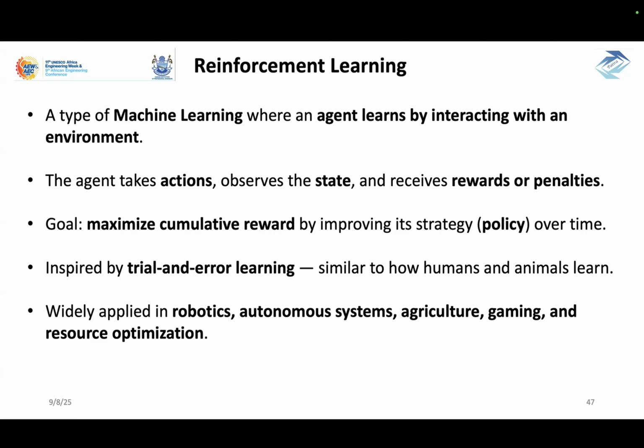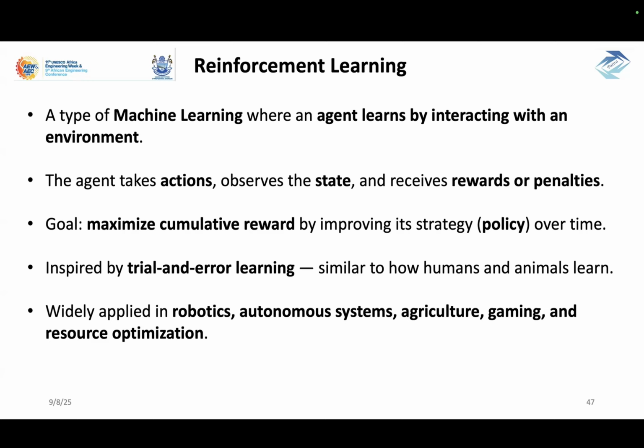It takes action, observes the state, and receives rewards or penalties. That's what it does. So what's the goal? It maximizes cumulative reward by improving its strategy, that's the policy, over time. That's why you can train it with something here, and after that, it can give you something totally different. Like Dr. Jimmy said, people can now get music from even people who are dead, mix them together, and then another music will come out that's so good. The problem, as he said, is what are the ethics? So this is basically reinforcement learning.